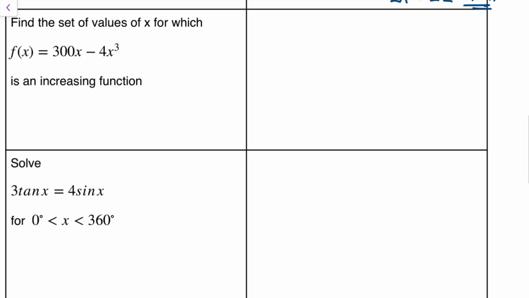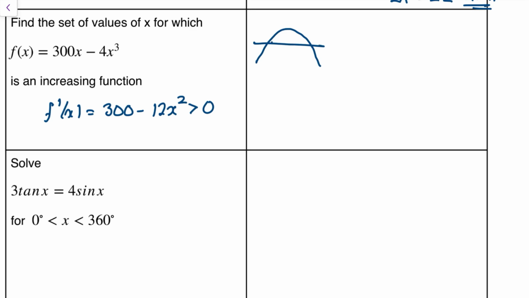Next question. Find a set of values for which this is increasing. Well, increasing means greater than 0 when I differentiate. So when I differentiate, I get 300 minus 12x squared. And I want this to be greater than 0 for it to be increasing. This is a quadratic, and more notably, it's an upside down quadratic. So I want all the values that are between these points here, which in other words means I need these points here. Now I know from the symmetry of the curve, that's going to occur when 300 equals 12x squared.